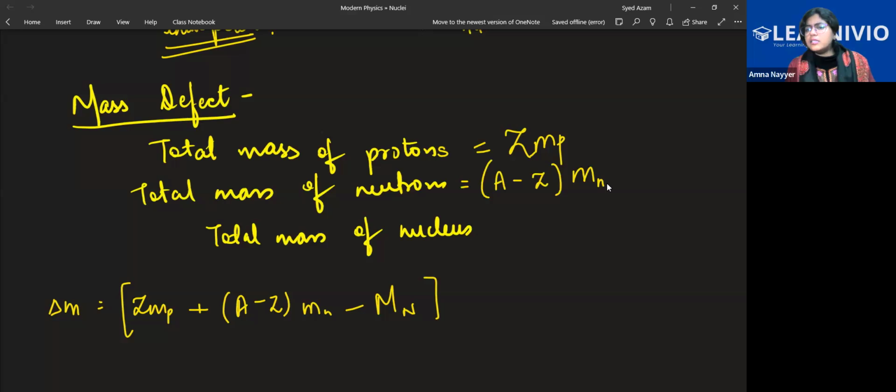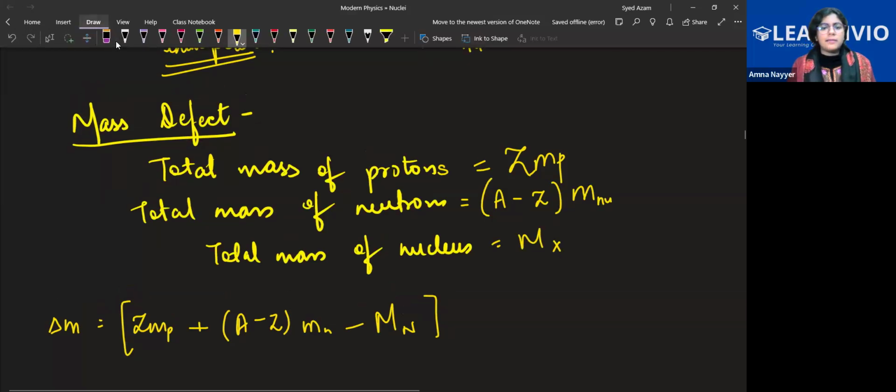I have written so. And the total mass of the nucleus is this, or M capital N, I write.